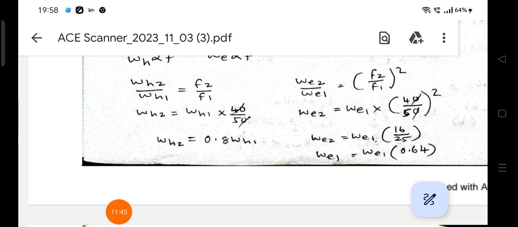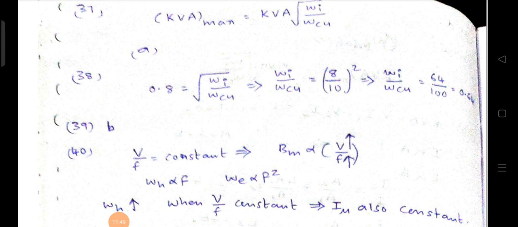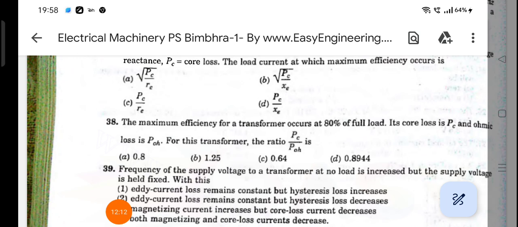See the solution. 0.8 is equal to under root Wi divided by WCU. That is, Wi by WCU is equal to 0.8 squared, which can be written as (8 by 10) whole square. That is, Wi by WCU is equal to 64 by 100, that means 0.64, right? From the given options, the third answer is correct.